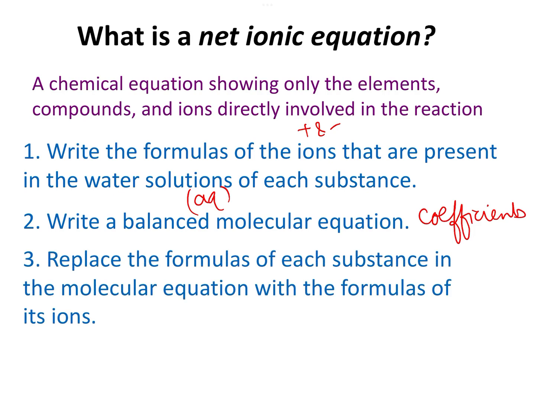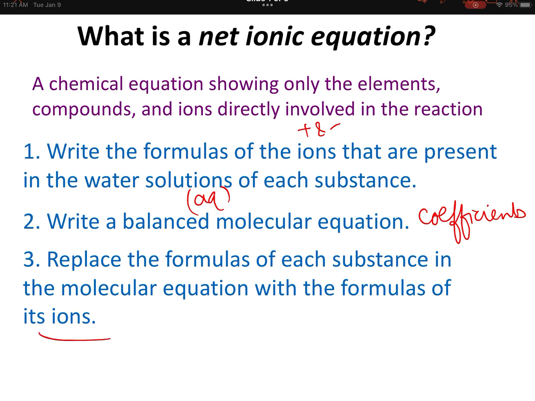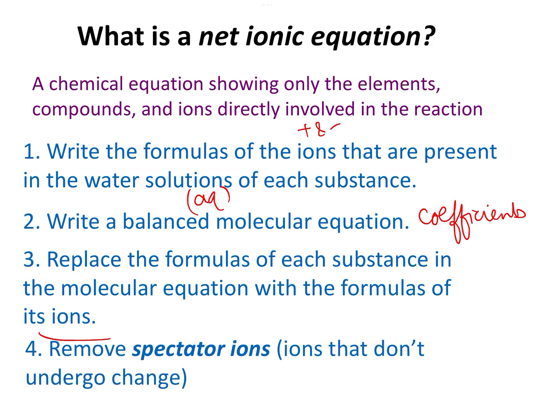You're replacing the formulas of each substance in the molecular equation with the formula of the ions, and then you remove any of the spectator ions who just don't participate in the reaction. They just kind of sit there. So anything that doesn't undergo a change, you're going to remove. This is called a net ionic equation. Net meaning overall, ionic meaning charges.